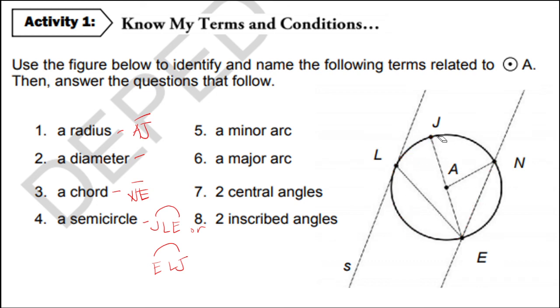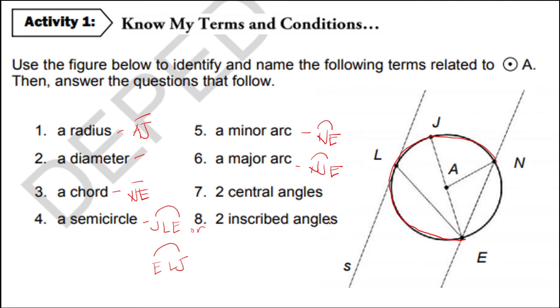Next, a minor arc. A minor arc, say, NE. So, NE is also a minor arc. Next, major arc. Major arc, say, I want NJE. Okay, major arc, NJE. Two central angles, kayo nang bahala dyan, napakadali. Kayo na din bahala sa inscribed.